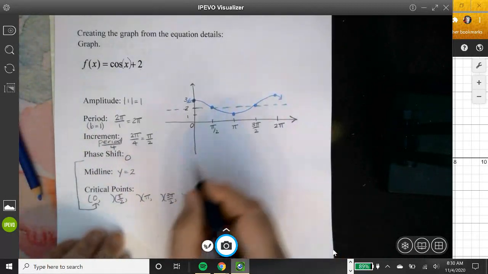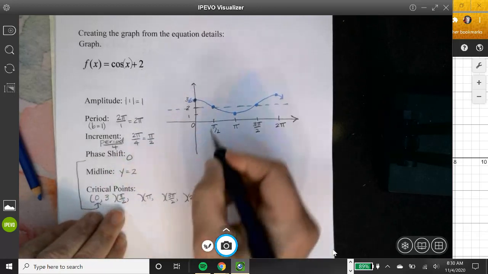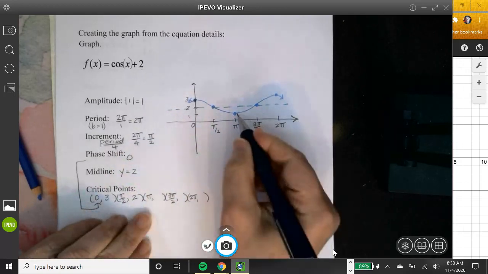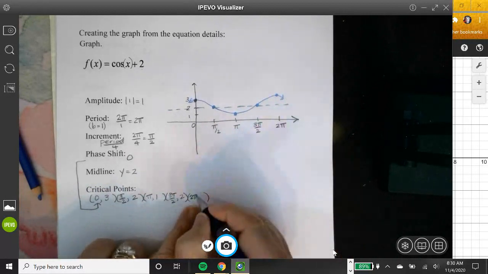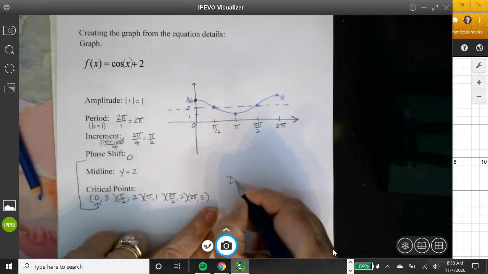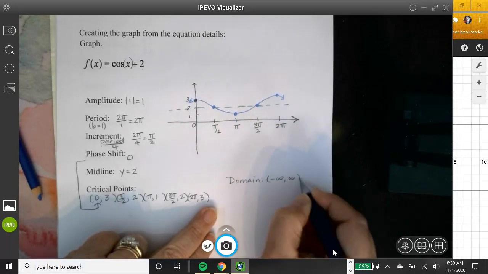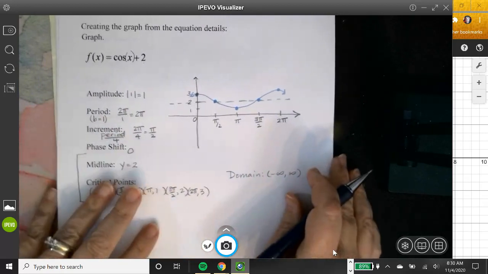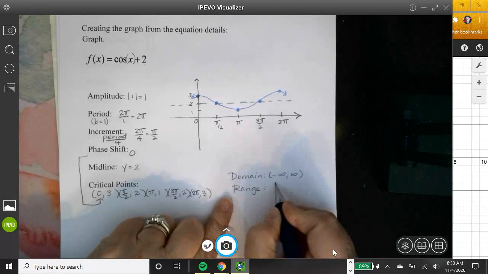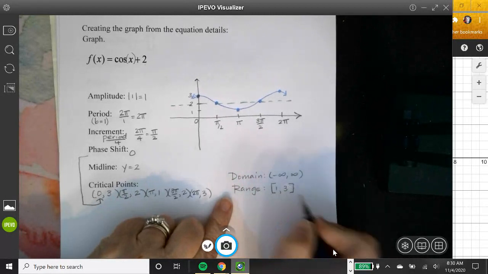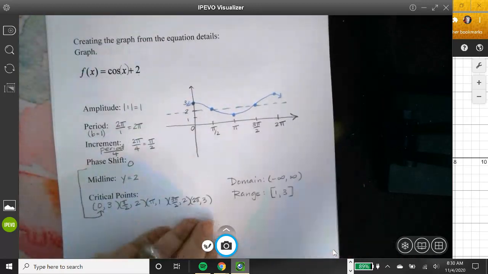Okay, and now I'm going to pick the y values off of here. So it would be 0, 3 is a critical point, pi over 2, 2, pi, 1, 3 pi over 2, 2, 2 pi, 3. And the domain on this function is all real numbers, because any angle will work inside of a cosine. And the range is going to be from 1 to 3 inclusive. Okay. All right, let's do another one.